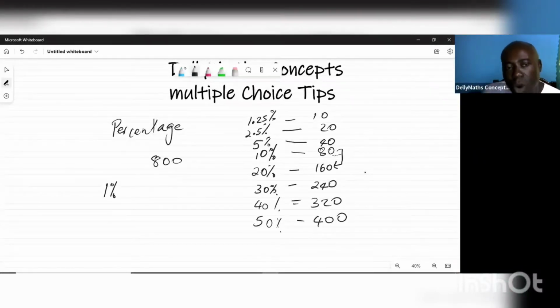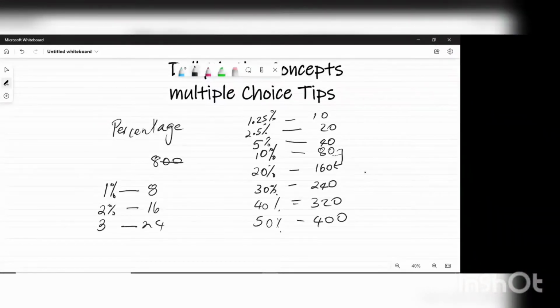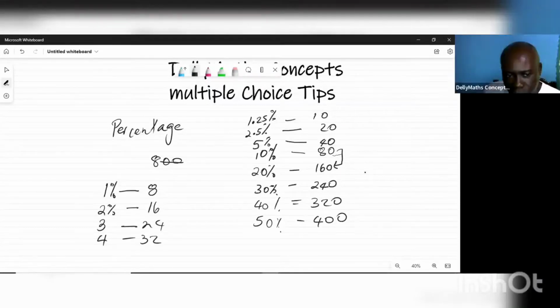Guys, check this out. 1% would mean you drop off 2 zeros. So 1% of 800 is 8. Think carefully now. If I know 1%, 2% means the double is what? 2% of 800 is 16. Because if 1% is 8, 2% is 16. 3%, guys, is 24. 4%, guys, is 32. It's going like that. Because if I know 1%, then you could keep multiplying. 5% is 40. We can go backwards.